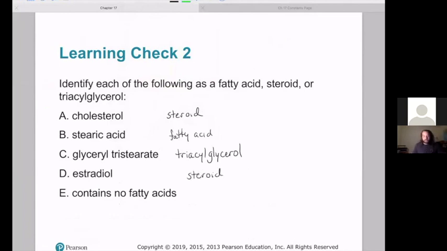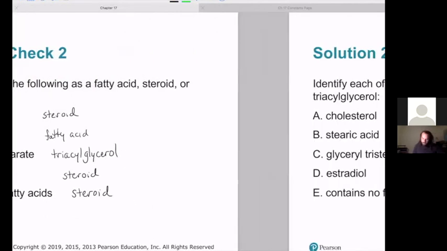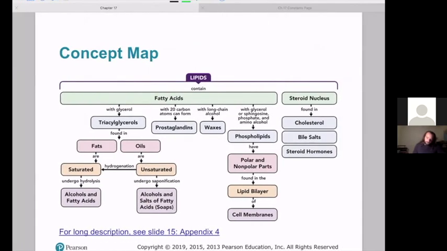And which lipid contains no fatty acids? Those would be the steroids, right? Instead, they contain that steroid nucleus. Cool.